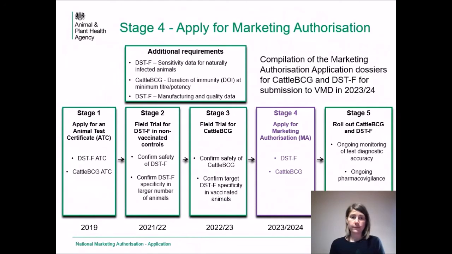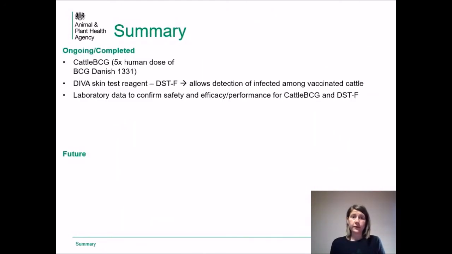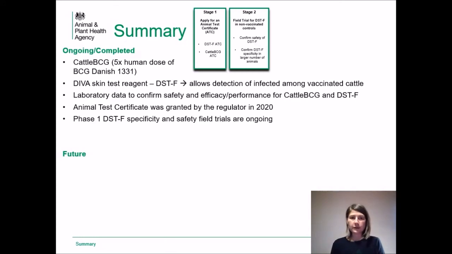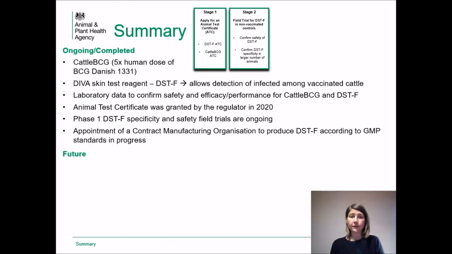And finally, to summarize, so we have a cattle vaccine, we have a DIVA skin test reagent, which allows detection of infected among vaccinated cattle. We have laboratory data to confirm safety and efficacy or performance for cattle BCG and DSTF. We have an animal test certificate that was granted by the regulator in 2020. Phase 1 of the trials are ongoing, looking at DSTF specificity and safety in the field. We are in the process of appointing a contract manufacturing organization to produce DSTF according to GMP standards.